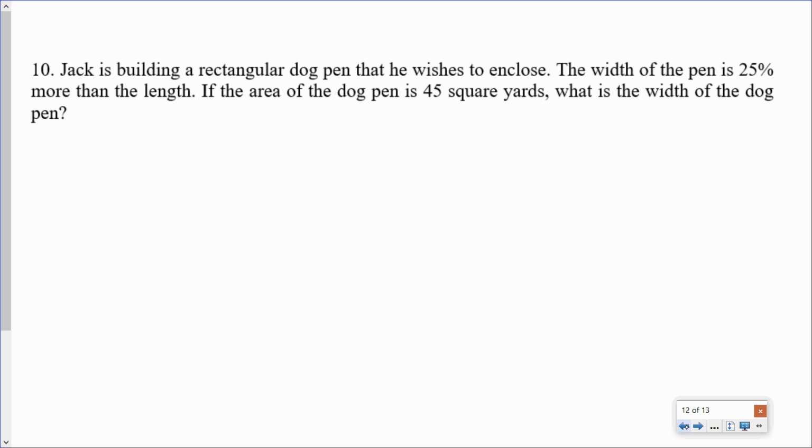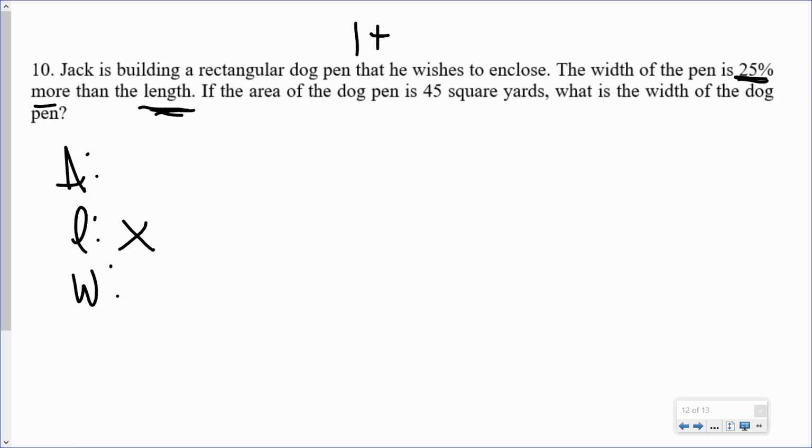I'm just going to start this one for you just so we can see another percent one. And then after that, I'm going to let you guys practice. Jack is building a rectangular dog pen that he wishes to enclose. The width is 25% more than the length. So this is another area, length, and width one. Whichever one comes last, I call x. The width is 25% more than the length. So because it's 25% more, because we're increasing by 25%, I'm adding 1 plus 0.25 to get 1.25.